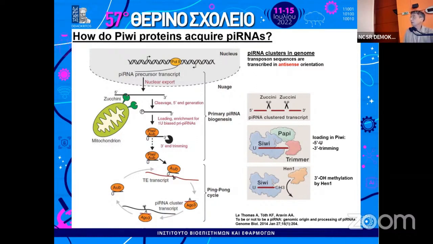These precursors of piRNAs then get incorporated in a PIWI protein at the 5' end. Because these precursor piRNAs can be quite big, they will be trimmed at the 3' end until they fit the size of the PIWI protein. This pathway is called the primary piRNA biogenesis, and this typically occurs in somatic cells.